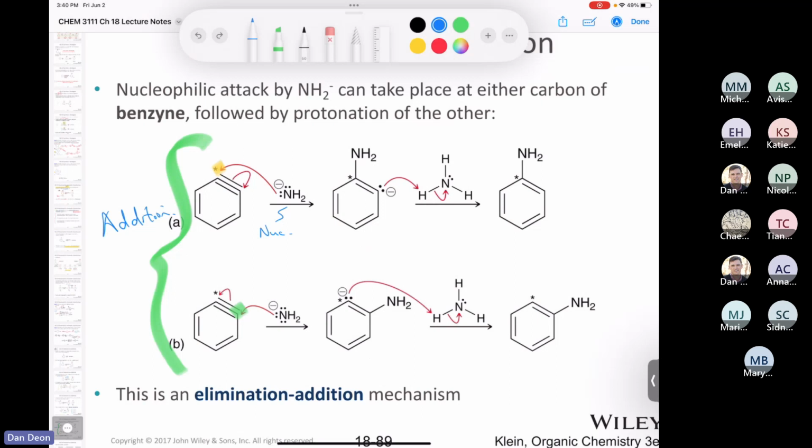Elimination addition. Now I don't even know if I put anything in my notes. Let me just check here.